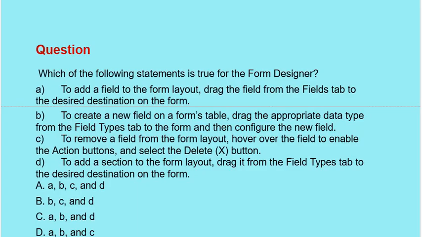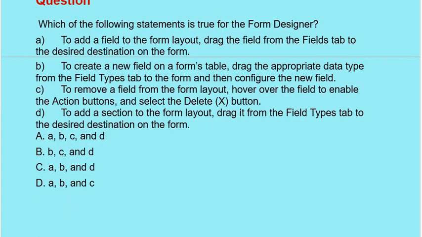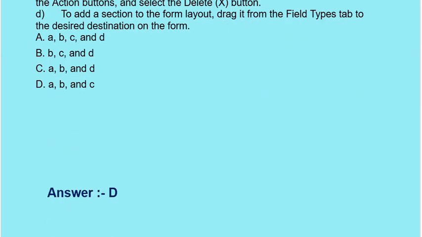Option D to add a section to the form layout, drag it from the Field Types tab to the desired destination on the form. Now the answer options are option A, B, C and option D. Option B, B, C and D. Option C, A, B and D. Option D, A, B and C. Correct answer is option D.